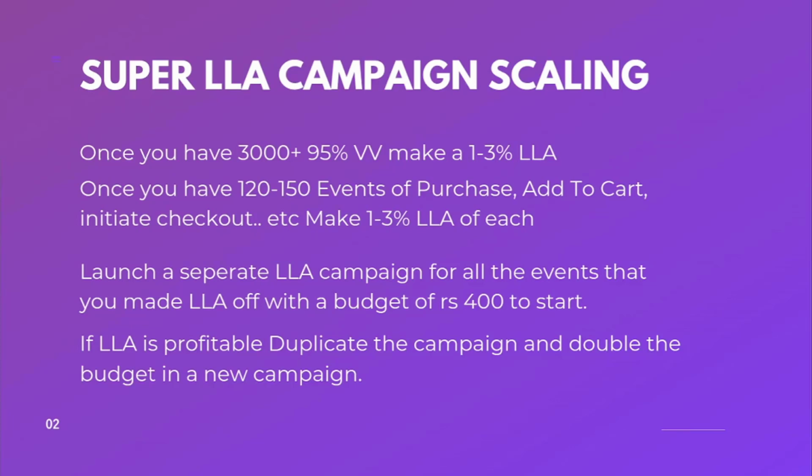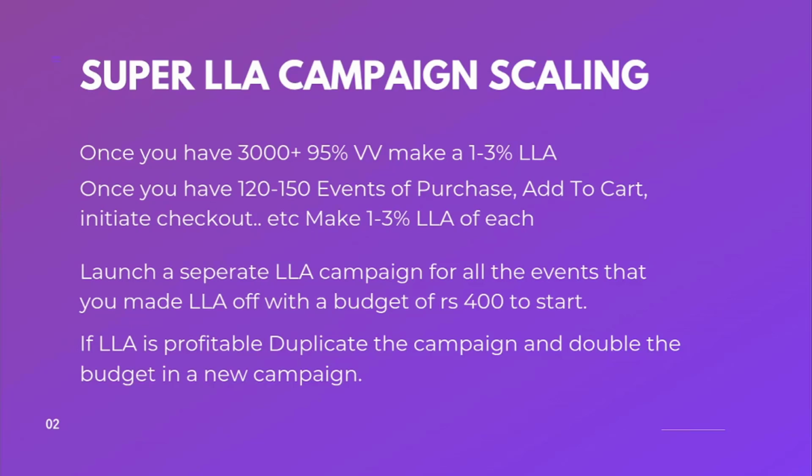So launch a separate LLA campaign for all the events that you make. LLA off with a budget of 400 rupees to start. So let's say you have four LLAs: 95% video views, then purchase, add to cart and initiate checkout lookalikes. You will make a separate campaign for each and every one of them. So that is why it is called super lookalike.